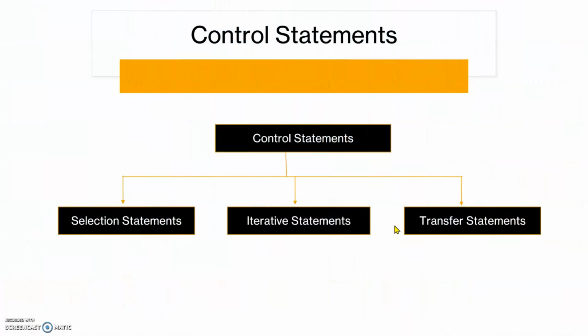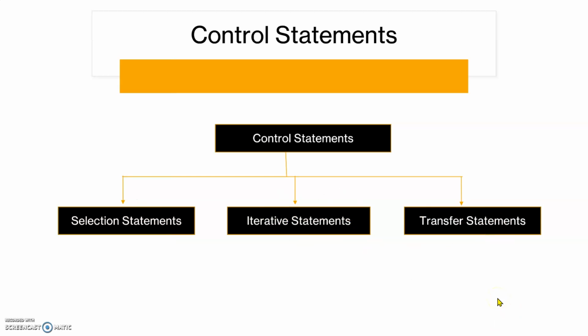In this lecture, let us learn about control statements, which is a continuation of the last lecture, where we learned about the introduction part of the control statements, why we need them and what actually control statements are. And in that we learned that we have three types: selection statements, iterative statements and transfer statements.